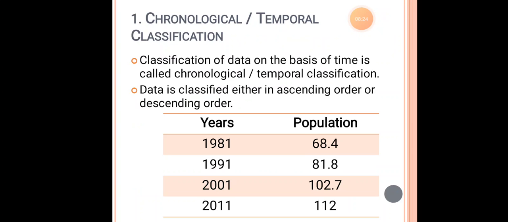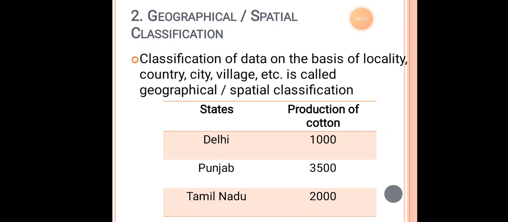The data here under the chronological order should be either in ascending order, or in descending order. For example, here I have given an example of the population, based on the year. I have taken 10 years apart. Why have I taken 10 years apart? Because the census is made only once in 10 years. So based on that particular year, how the population has been increasing, that is the basic example for chronological or temporal classification.